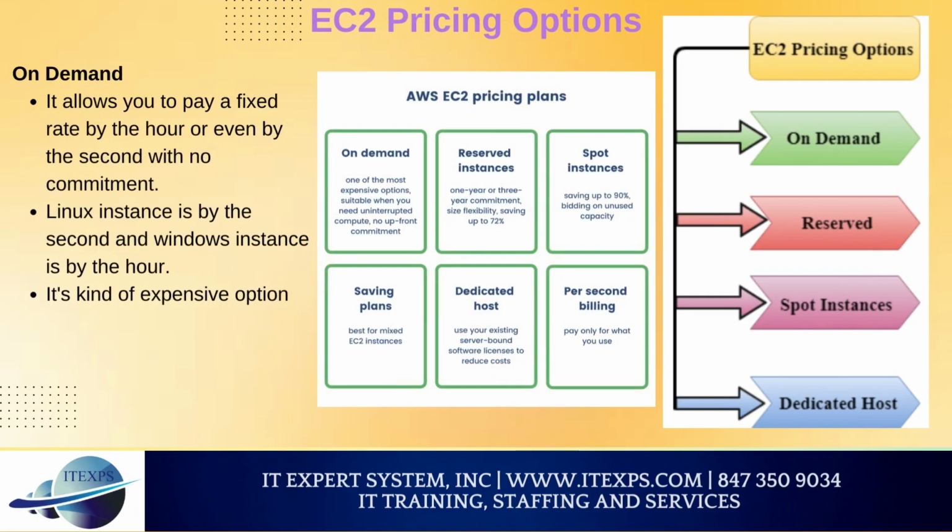EC2 Pricing Options. On demand. It allows you to pay a fixed rate by the hour or even by the second with no commitment. Linux instance is by the second and Windows instance is by the hour. On demand is perfect for users who want the low cost and flexibility of Amazon EC2 without any upfront investment or long-term commitment. It is suitable for applications with short-term, spiky or unpredictable workloads that cannot be interrupted. It is useful for applications that have been developed or tested on Amazon EC2 for the first time. On-demand instance is recommended when you are not sure which instance type is required for your performance needs.